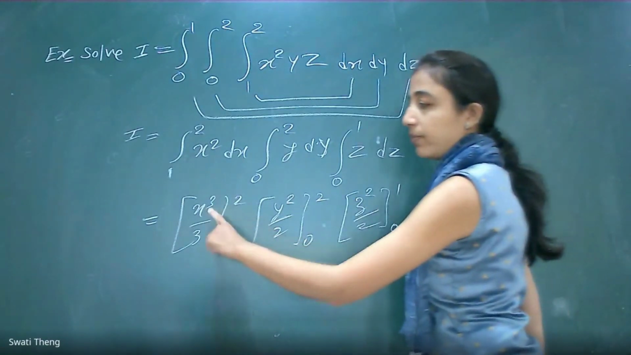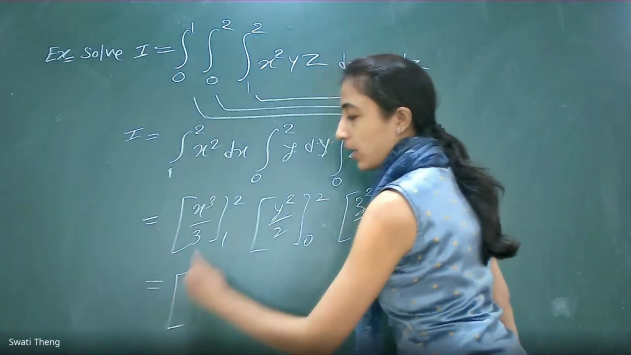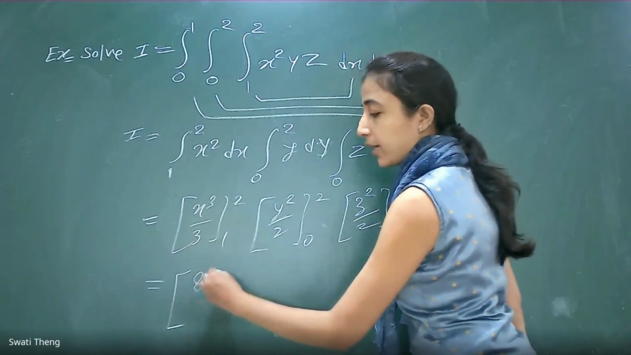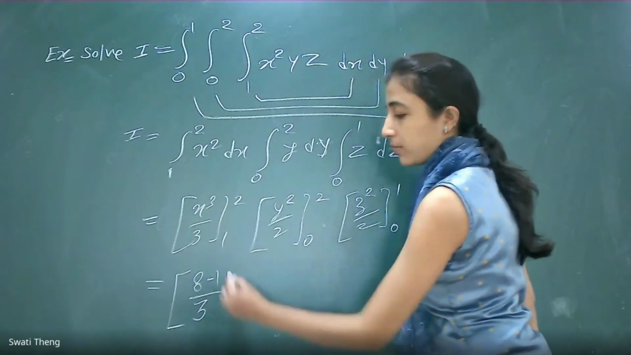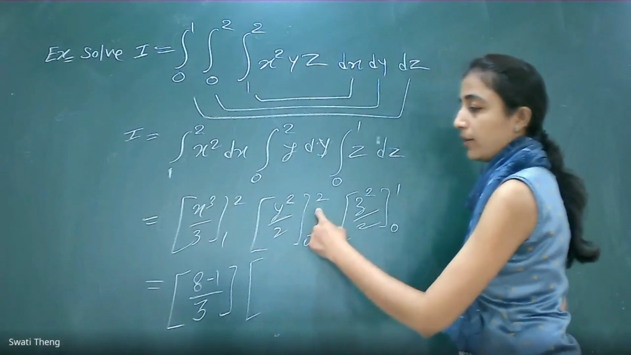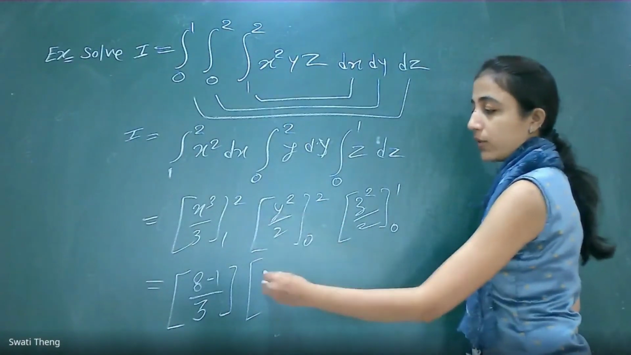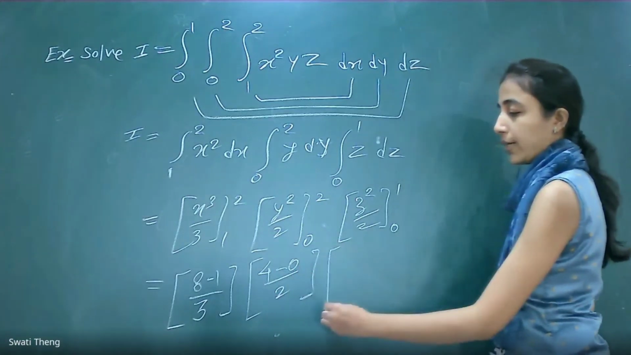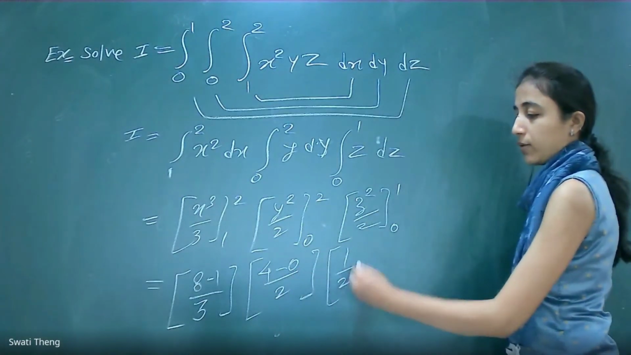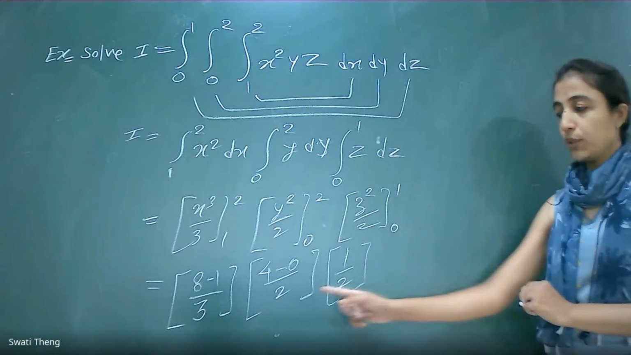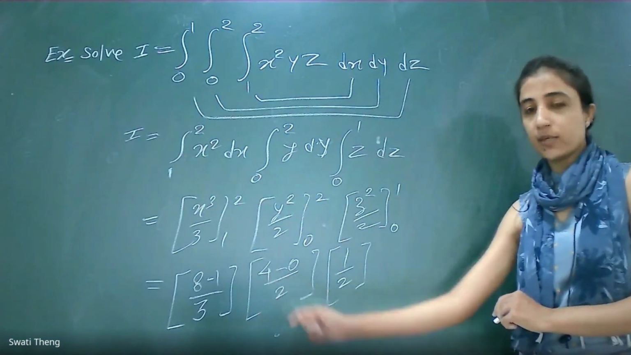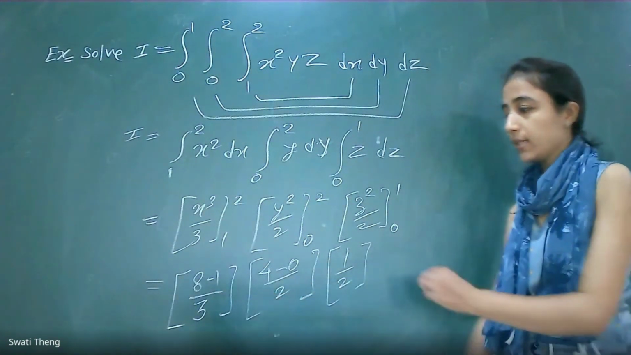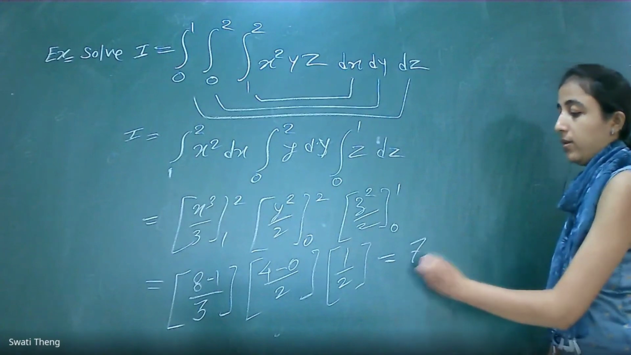Now here, upper limit minus lower limit. So here upper limit 2 cube is 8 minus 1, by 3. Here, if we put upper limit 2, it will be 4 minus 0, by 2, and here 1 by 2. This 2 into 2 is 4, the 4 will be cancelled with this numerator 4, and it is nothing but 7 by 2.